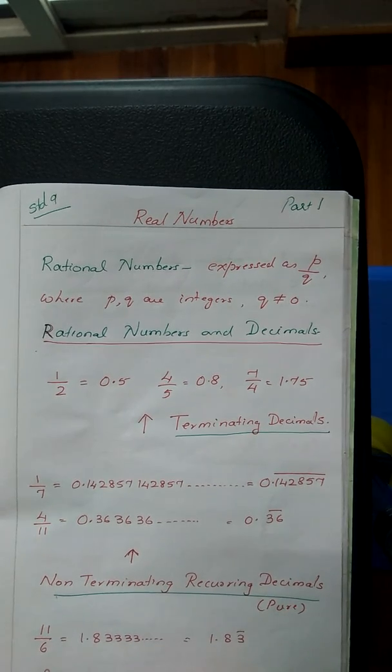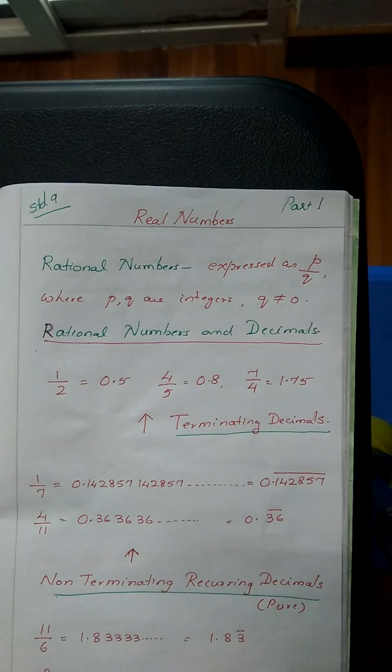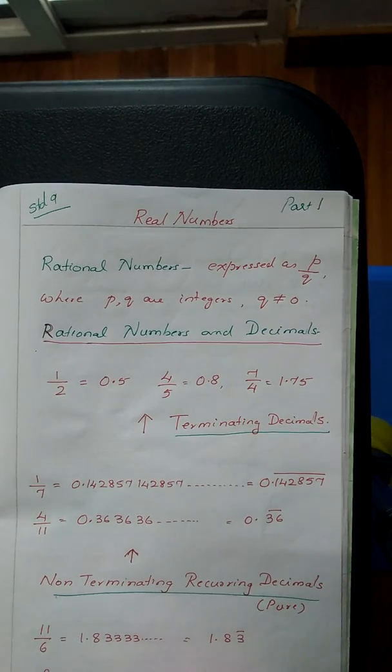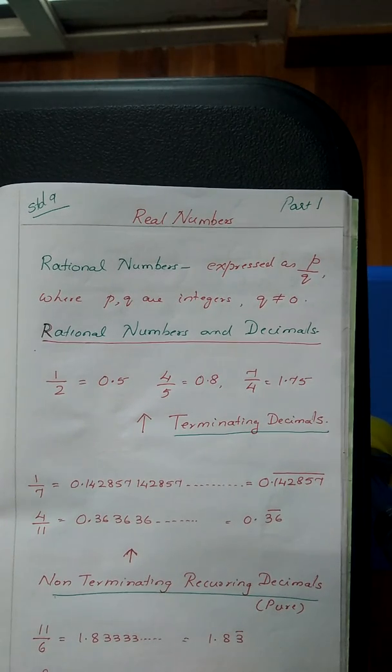The chapter is Real Numbers for Standard 9, Part 1. So what are real numbers? Real numbers consist of all integers, whole numbers, rational numbers, and irrational numbers. You have already learned about the integers in your lower classes, and even rational numbers you have learned.